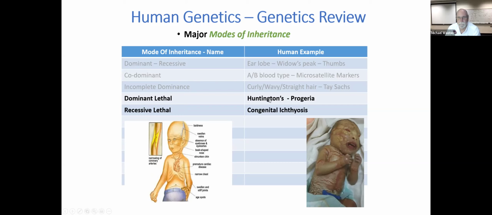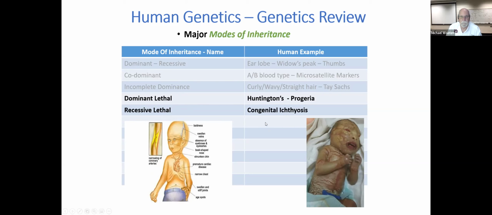Huntington's disease is one example of a dominant lethal, which means that if you get one copy, you have expression of it. Progeria, which is this early aging, with individuals that have a lot of different outcomes, tends to be a dominant lethal because even one copy of it will lead to expression of the phenotypes, ultimately to death.